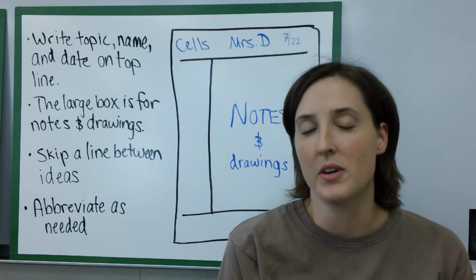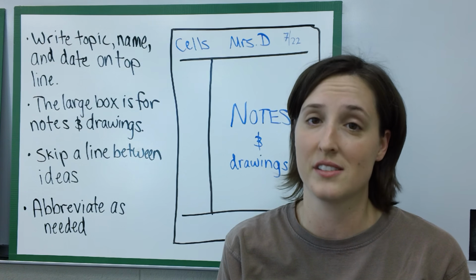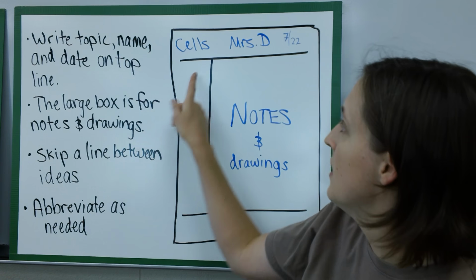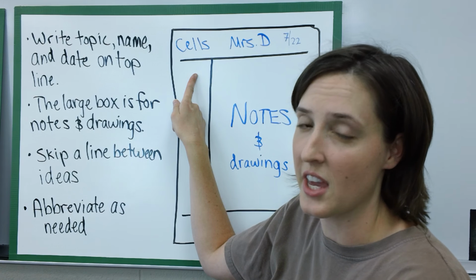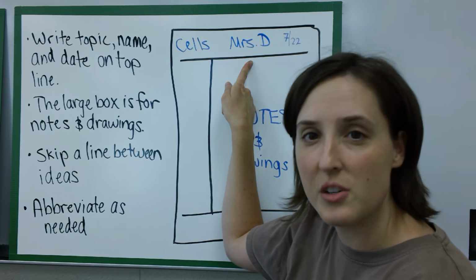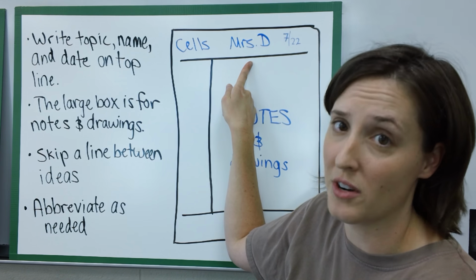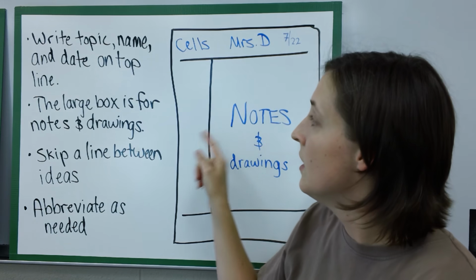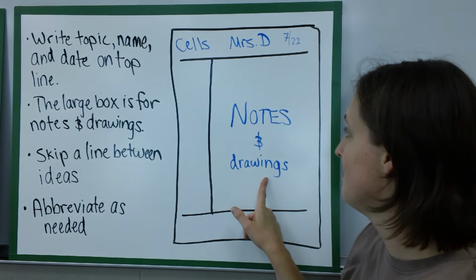The first thing you want to do is, on the very top line, write the topic that you're supposed to be reading about or listening to. So for instance, I wrote up the topic cells. You also want to write your name on the paper just in case your notes ever get lost. And it's always a good idea to write the date just in case you're not sure when it was we learned about cells. The large box on the right-hand side is for notes and drawings.